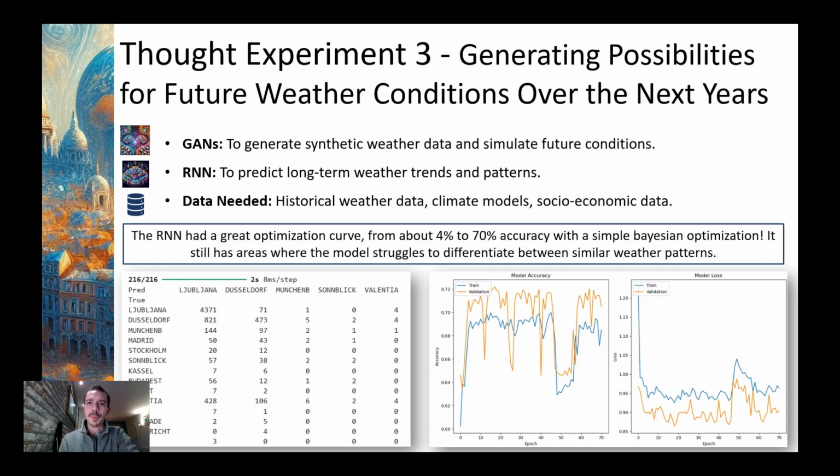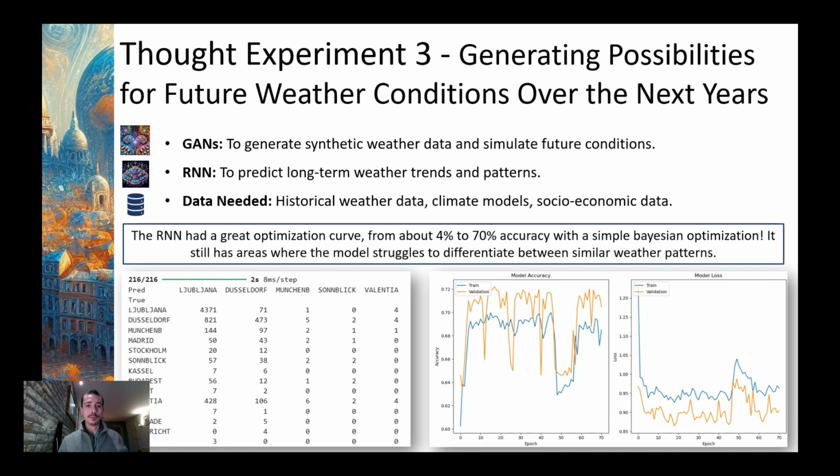The last thought experiment would be generating possibilities for future weather conditions over the next years. With that, we would use more advanced algorithms like the GANs to generate synthetic weather data and simulate future conditions. We would then also use the RNN to predict long-term weather trends and patterns. For that, we would need the historical weather data, the climate models, and some socio-economic data as well.